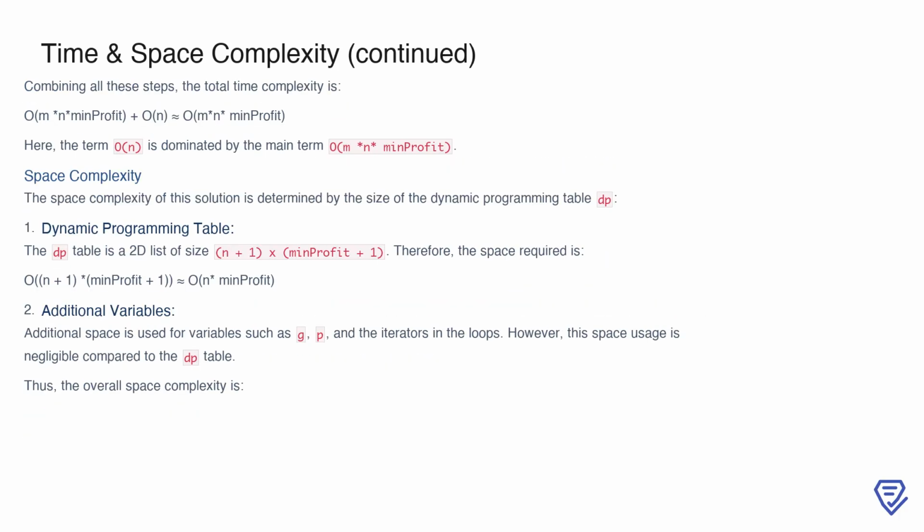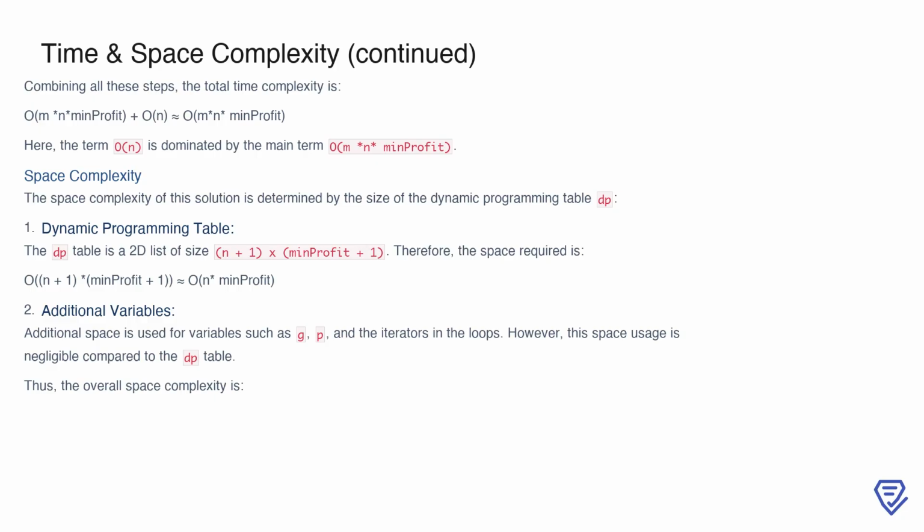When we combine all these steps, the overall time complexity becomes O(m * n * minProfit) plus O(n). However, since O(n) is negligible compared to the dominant term O(m * n * minProfit), we simplify the total time complexity to O(m * n * minProfit).